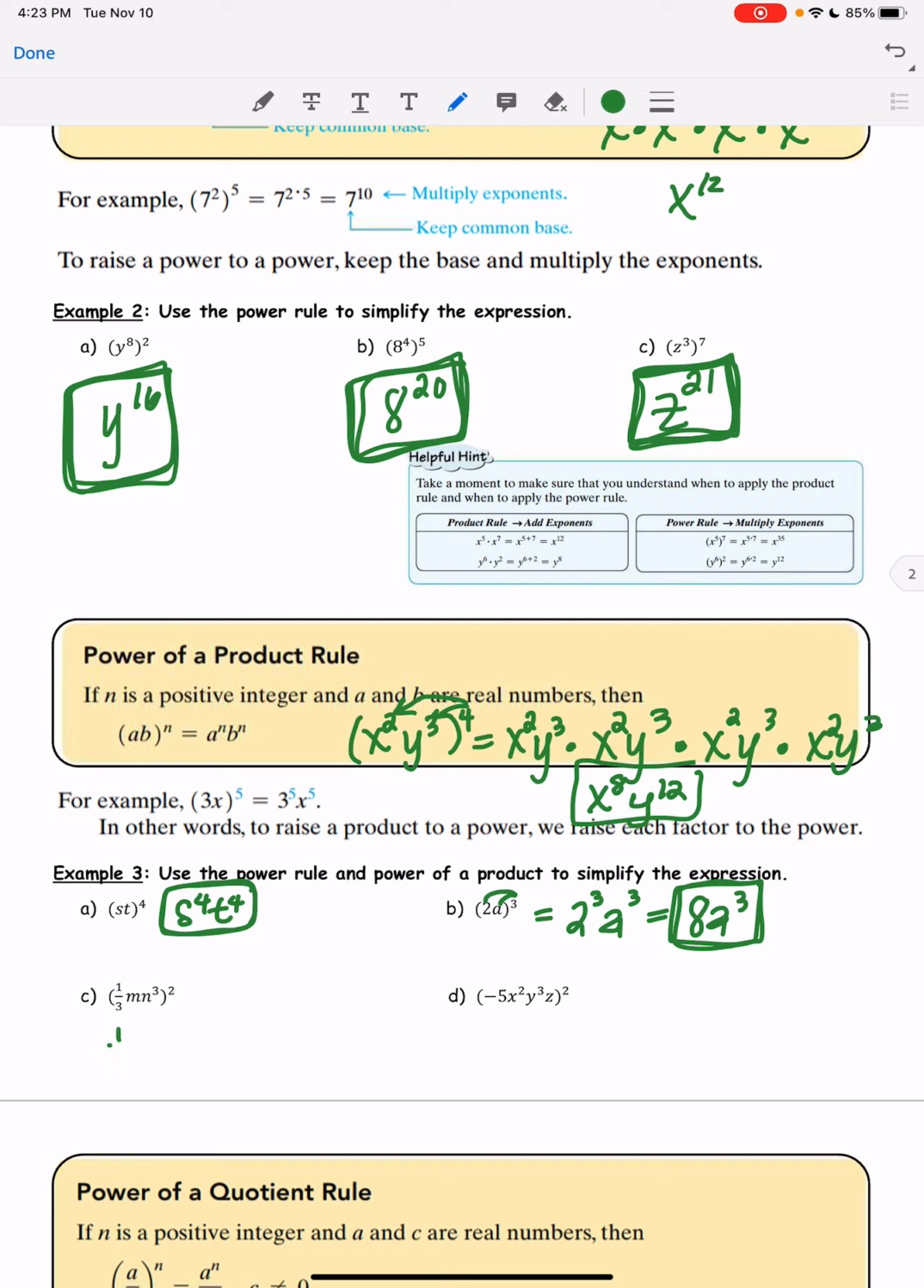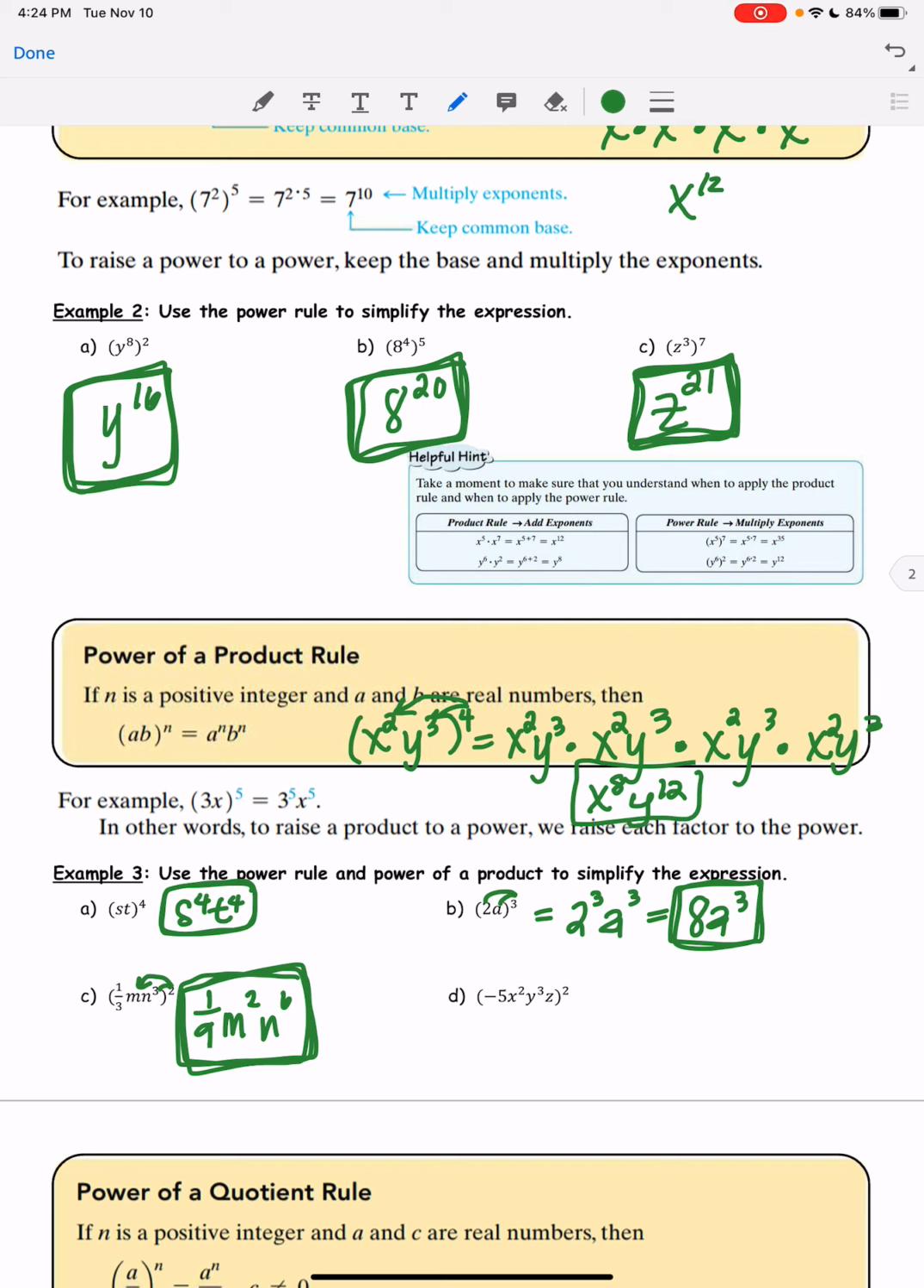So 1/3 cubed. That's 1/3 times 1/3. Multiply straight across. 1 times 1 is 1. 3 times 3 is 9. So we've got 1/9, sorry, 1/9 m squared, and then n, 3 times 2 is 6. Power to a power, you multiply.